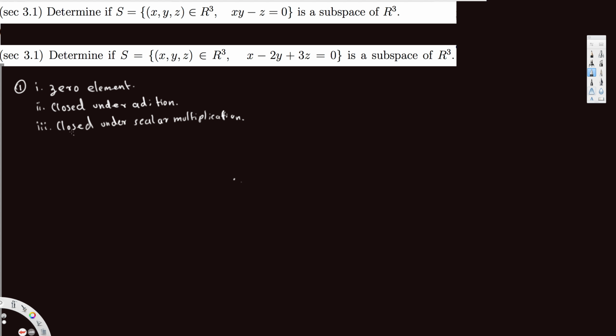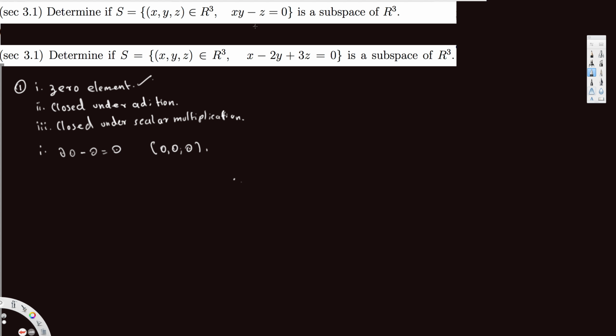So let's check the first condition. It should have a zero element. What that means is when you substitute zero for everything, you get zero. So in this case, if you substitute 0 for x, 0 for y, and 0 for z, it gives 0, 0, 0. So it's satisfying the first condition. However, we have to check the other two.